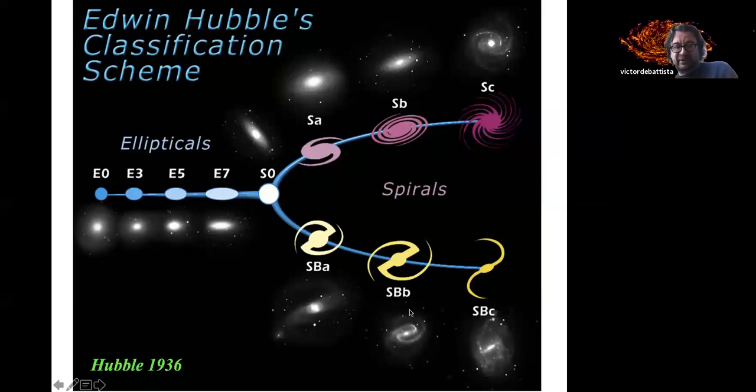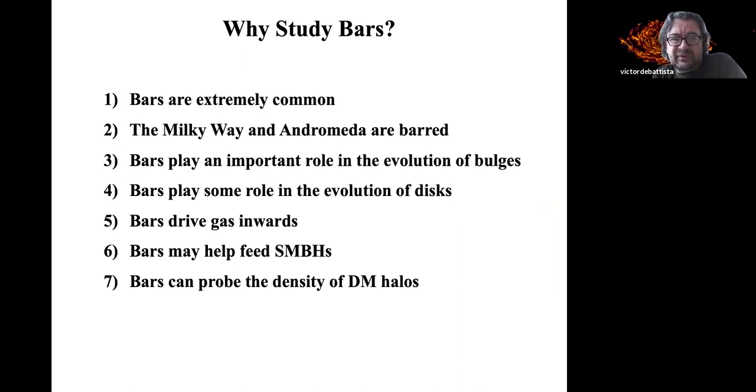So why should we study bars? There's a number of reasons I can give you, which I've listed here, but there's more. One is that they are extremely common. I will show you on the next slides that roughly 3/4 of all disk galaxies are barred galaxies at some level. And given that the majority of galaxies are disk galaxies, not elliptical, at least the large ones, that means that bars are actually important to understand. The Milky Way and Andromeda galaxy are barred. The nearest big galaxies are barred, so we need to understand them.